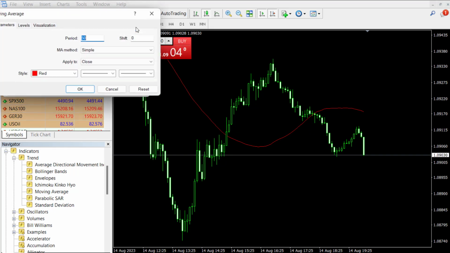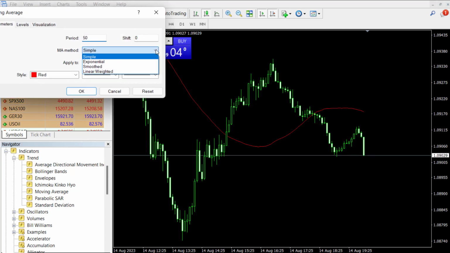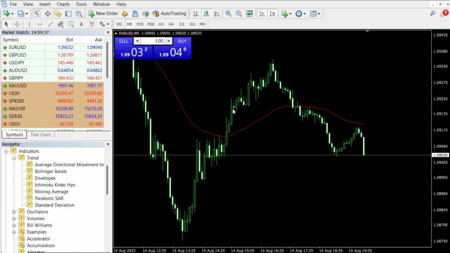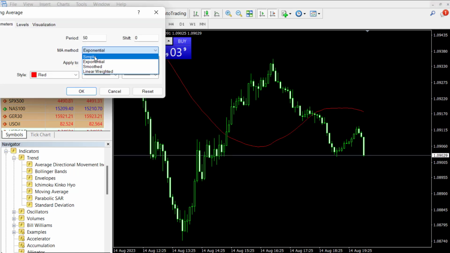There are different types of moving averages, with the two most common being the simple moving average, SMA, and the exponential moving average, EMA. The main difference between them is in how they give weight to different data points. The SMA gives equal weight to all data points in the calculation, while the EMA gives more weight to recent prices, making it more responsive to recent price changes.